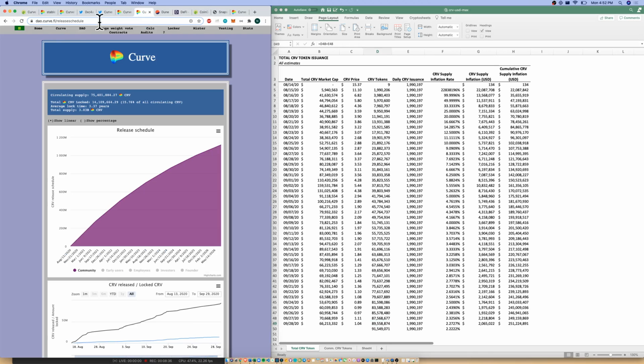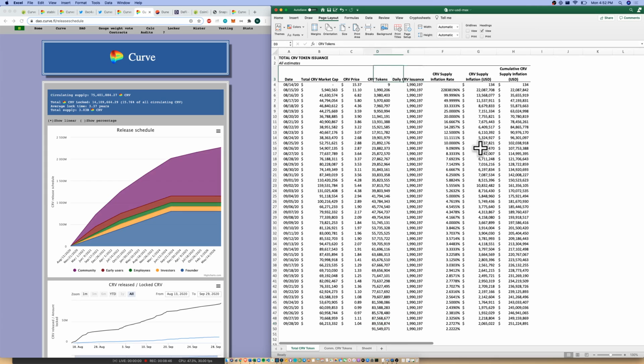If I come to dao.curve.fi slash release schedule, I can actually see the token issuance schedule. And every day we are actually issuing, let me go over to my Excel here. We've got our date, our total CRV market cap, our price, our CRV tokens, and our daily issuance. I want to focus on this daily issuance really quickly.